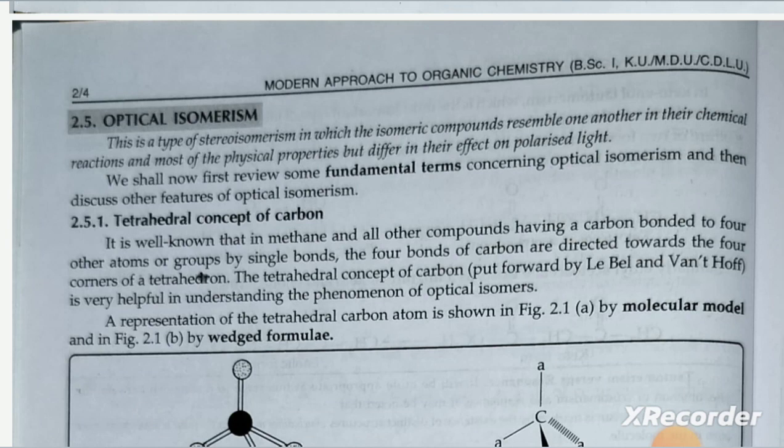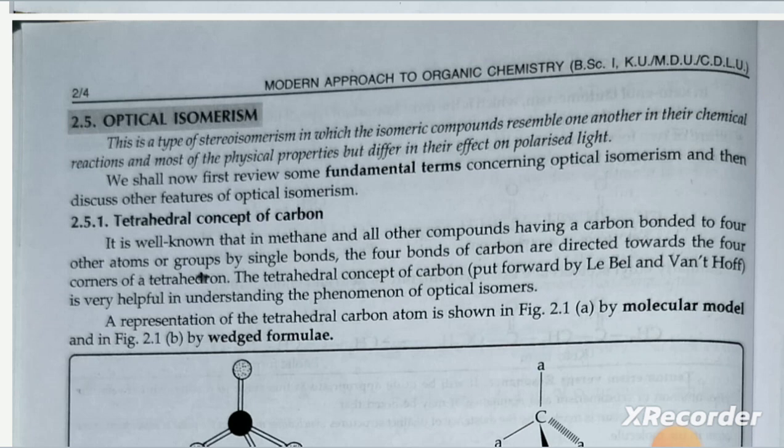Optical isomers. This is a type of stereoisomerism in which the isomeric compounds resemble one another in their chemical reactions and most of the physical properties but differ in their effect on polarized light. We shall now first review some fundamental terms concerning optical isomerism and then discuss other features of optical isomerism.